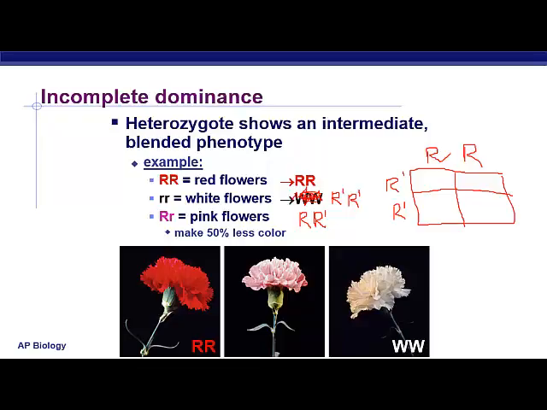So I'm going to give you the terminology they're going to use on your test. When you cross 2 phenotypes and a third phenotype shows up, it's incomplete dominance. I crossed red and white, 2 phenotypes, and a third phenotype, pink, showed up in my offspring. Alright, moving on.